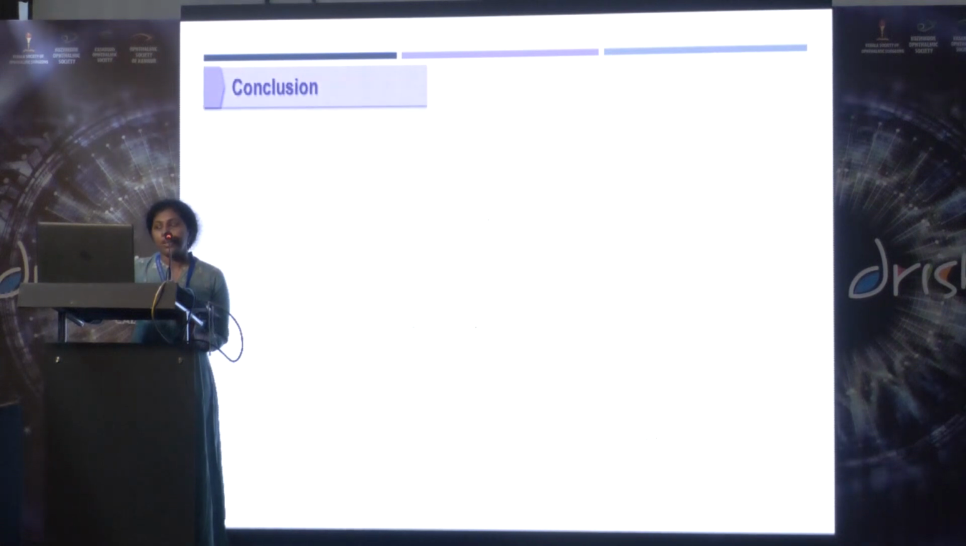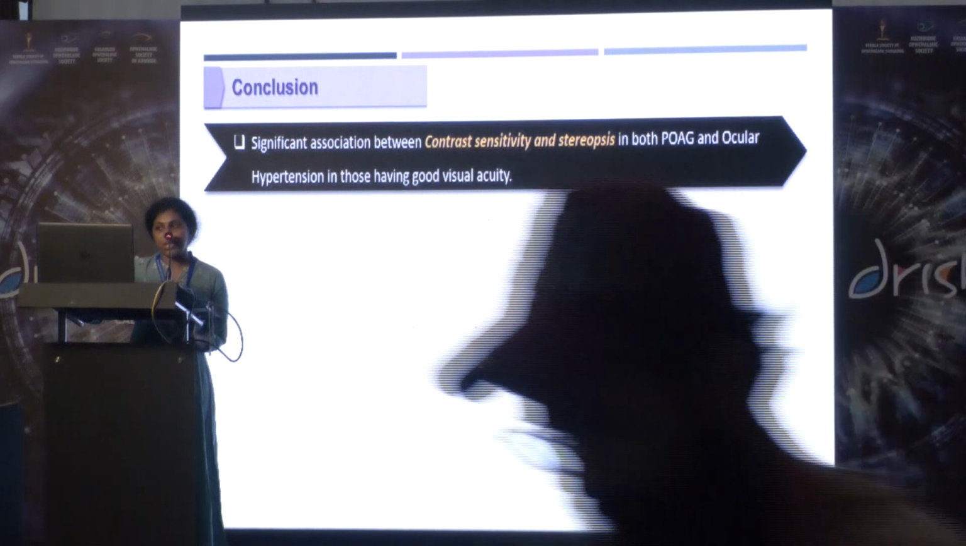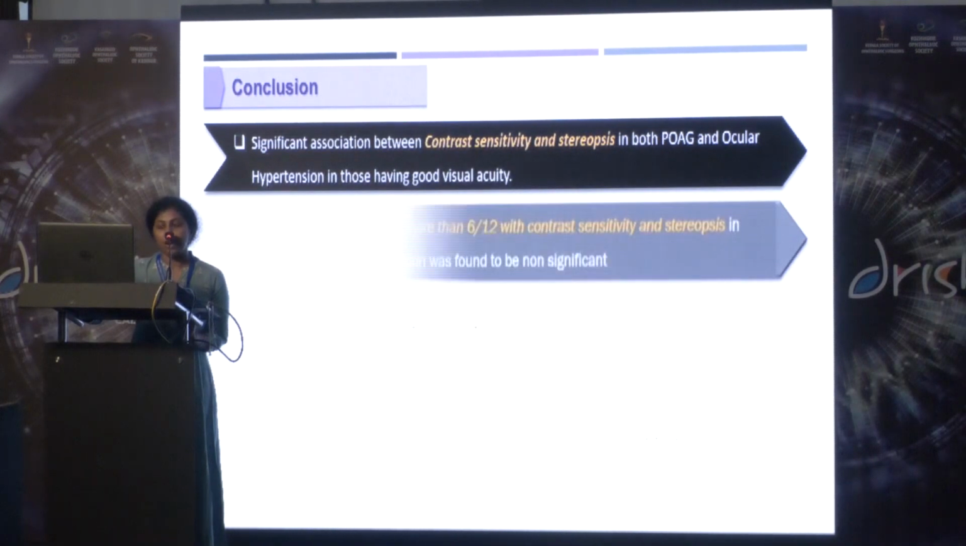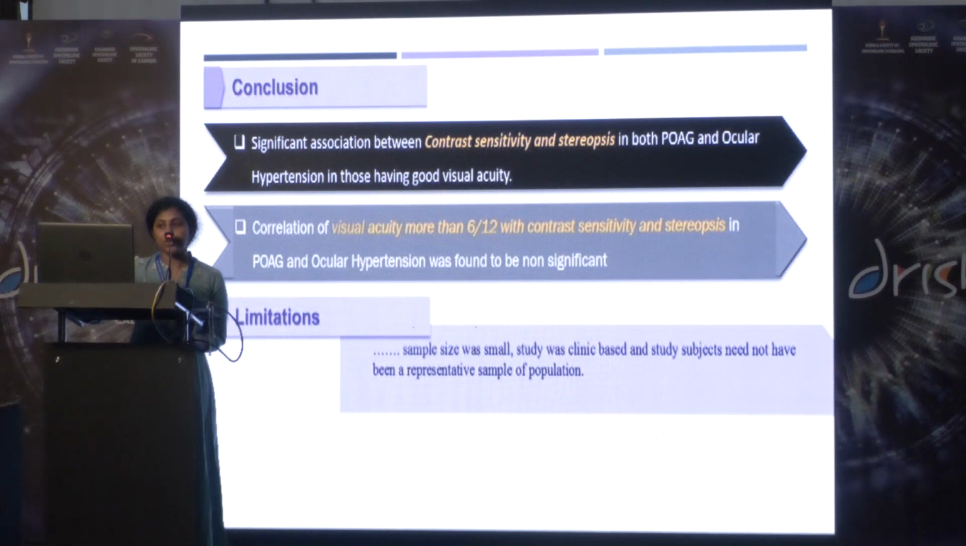To conclude, in my study, there was a significant association between contrast sensitivity and stereopsis in both POAG and ocular hypertension in those having good visual acuity. However, correlation of visual acuity of more than 6/12 with contrast sensitivity and stereopsis was not found to be significant. This can be attributed to the fact that my sample size was small, the study was clinic-based, and the study subjects need not have been a representative sample of the population.